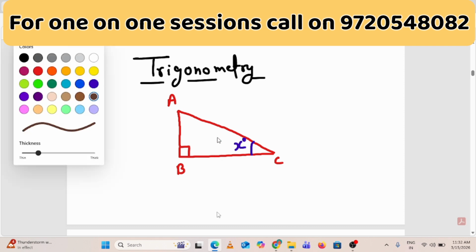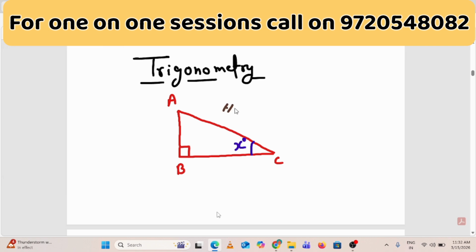So first thing you have to remember, in front of 90-degree, you have the longest side AC, and this side is known as hypotenuse. The angle is made on BC, so this side is known as adjacent, and in front of this X you have AB, and AB is known as opposite.